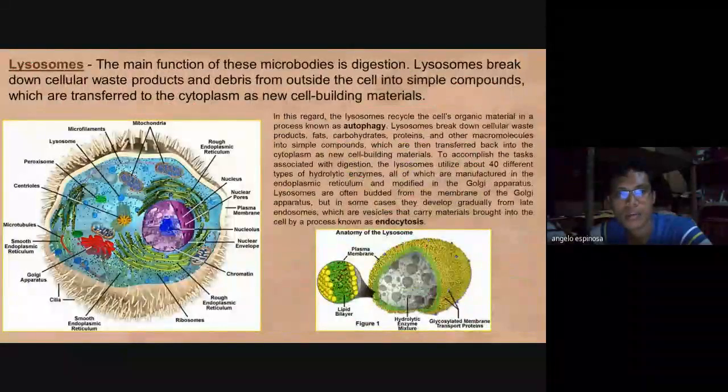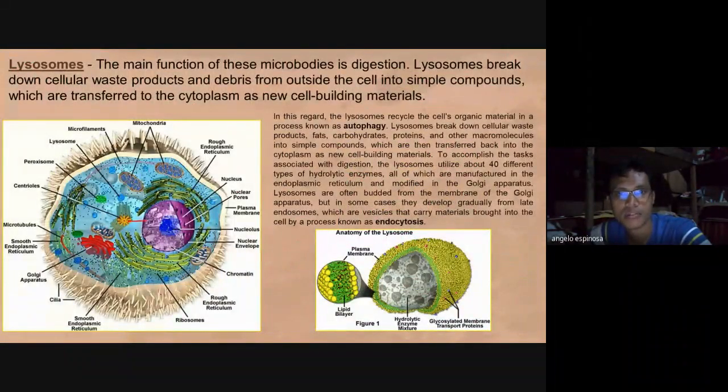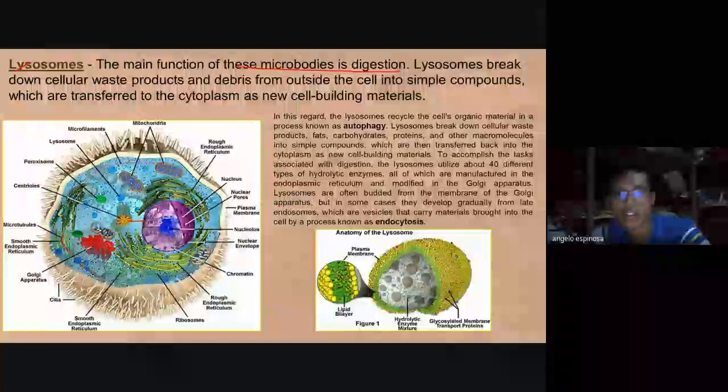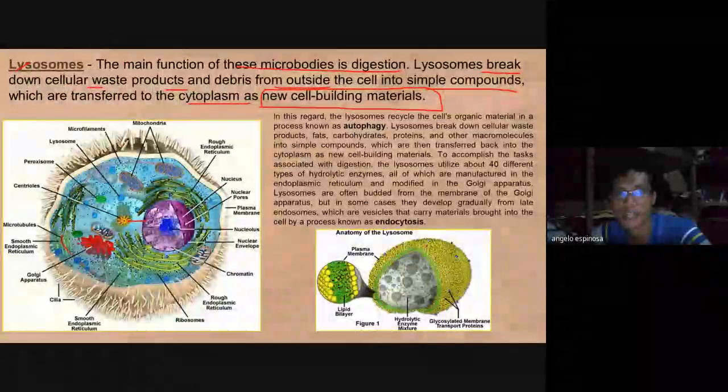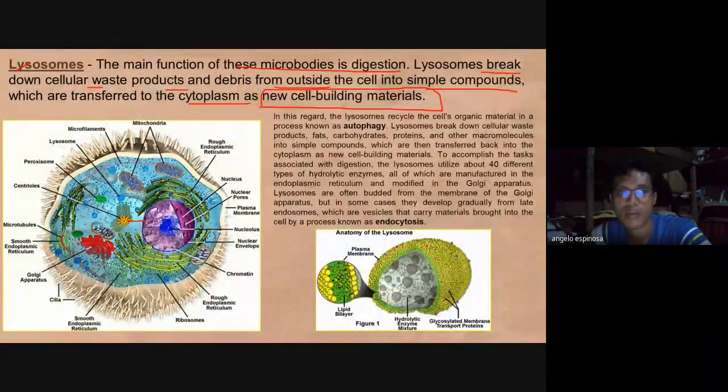So next we have lysosomes. So ano yung word ni lysosomes? Lysosomes, the main function of these microbodies is digestion. Okay? Lysosomes break down cellular waste products and debris from outside the cells into simple compounds para magamit pa siya. So which are transferred to the cytoplasm as new cell building materials. Yung ginagawa niya is to break down cellular waste products and debris from outside the cells into small simple compounds para gamitin siya to build other cells, okay, or other materials or organelles in the cells.